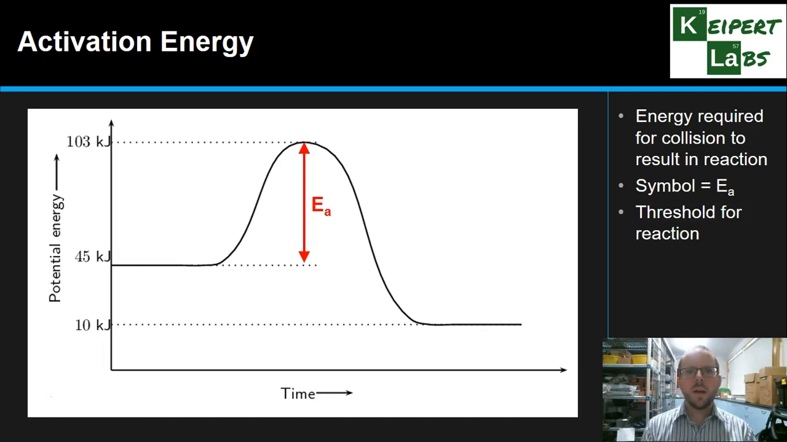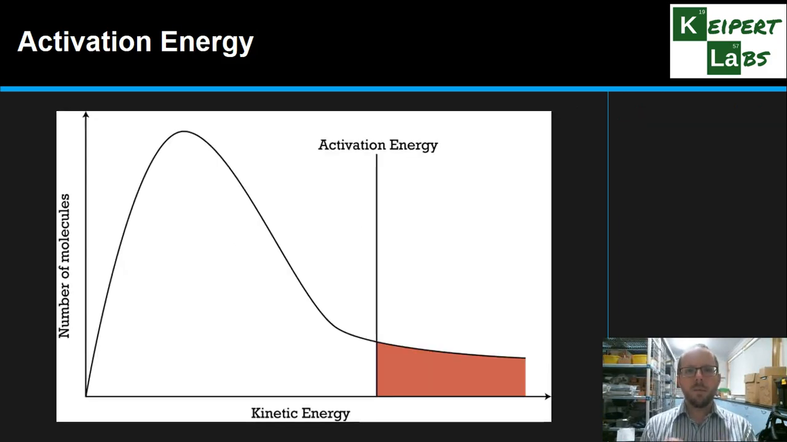Now if we come back to our Maxwell-Boltzmann distribution, where we're looking at the actual amounts of energy that the particles have, we can draw this as a threshold on this graph. Unless the kinetic energy is greater than that value, because that's the only place this energy is coming from, making the particles move enough that when they bump into each other it works, that collision will not cause a reaction.